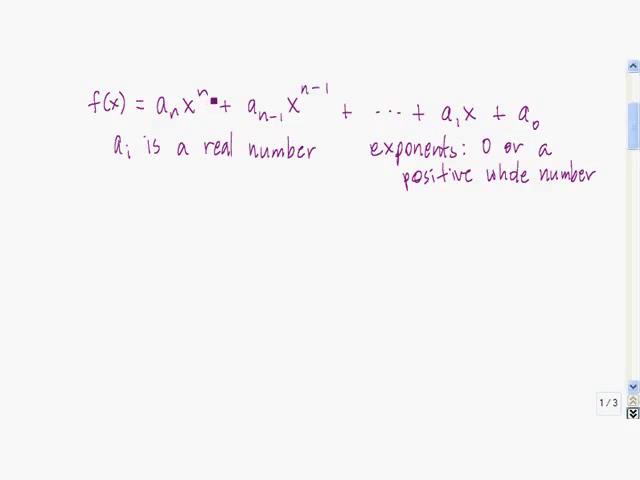The highest power that appears in your polynomial is called the degree of the polynomial. And another term we have associated with polynomials is called the leading coefficient. The leading coefficient is the coefficient of the highest order term.